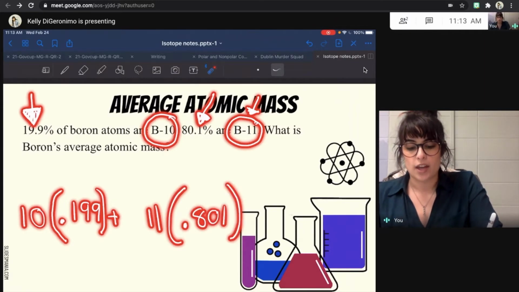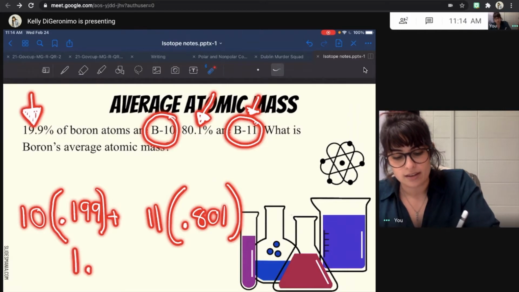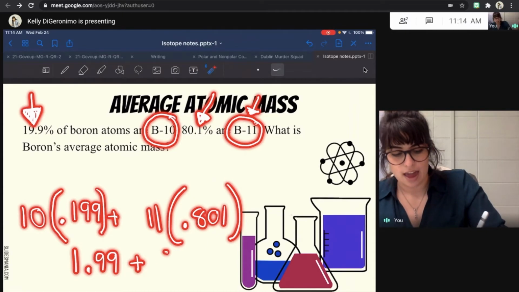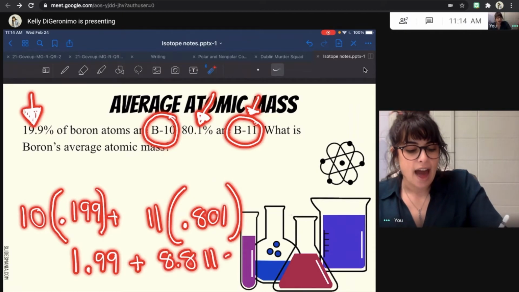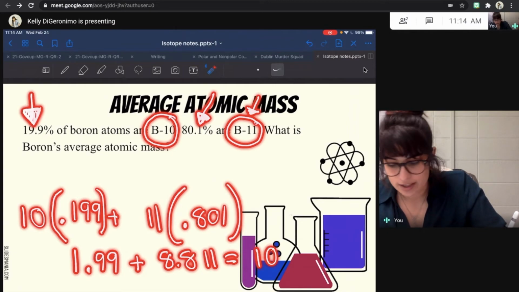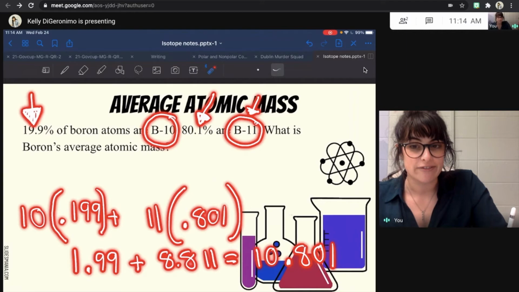80%. So we're going to multiply the mass 11 by 0.801. So here's the math we're doing. First, 10 times 0.199, that's going to give us 1.99 plus 11 times 0.801 gives us 8.811. Add those two together and you have your final answer. About 10.8 or 10.801. Both of those answers are totally fine.